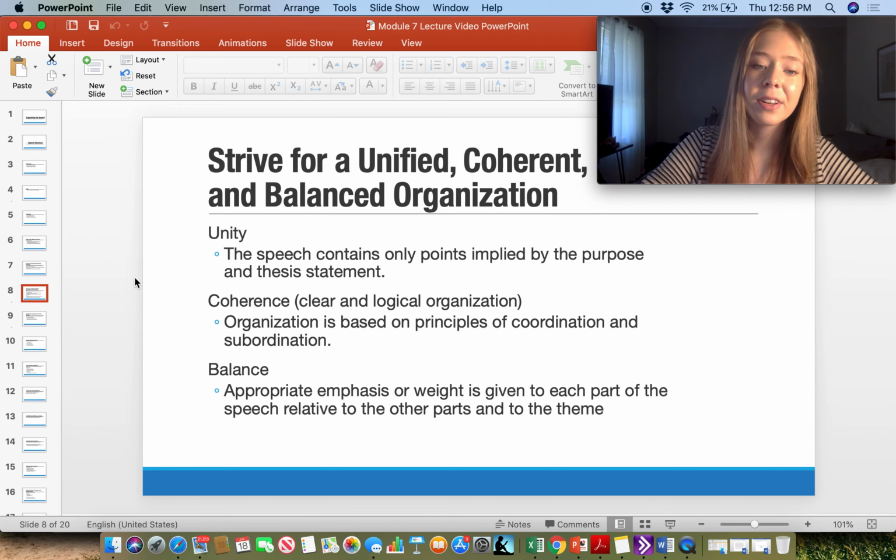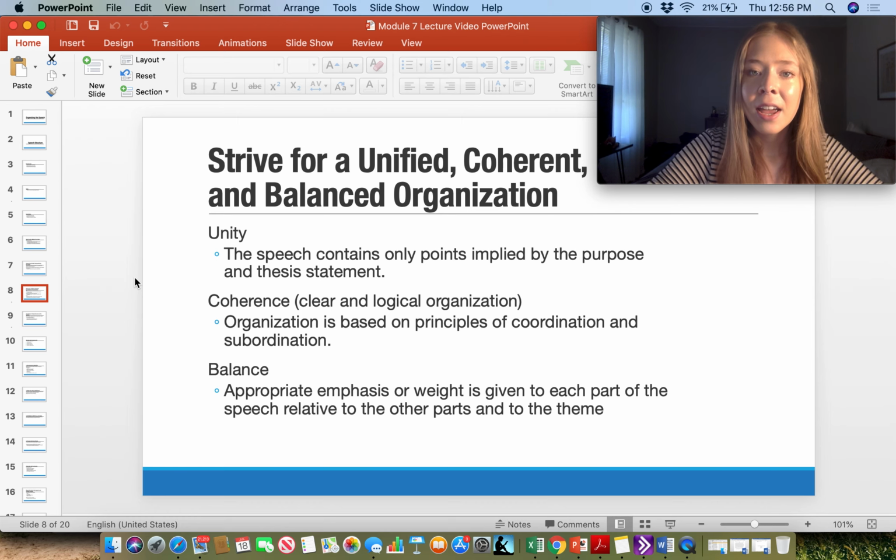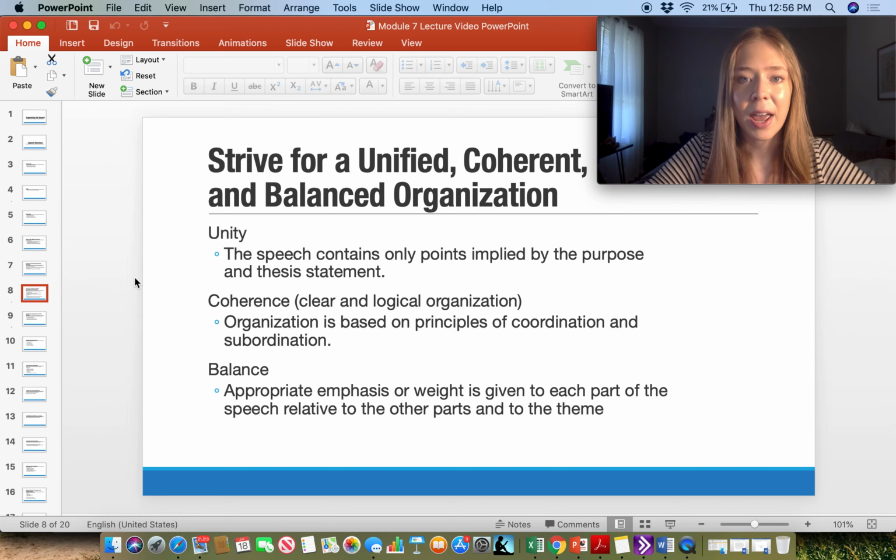So make sure you have clear and logical organization. So structure your main points in a way that, again, makes sense. They can be topical, so you can go from one topic to another, again, all relating back to the same thesis. They can be chronological, so you can go in an order.